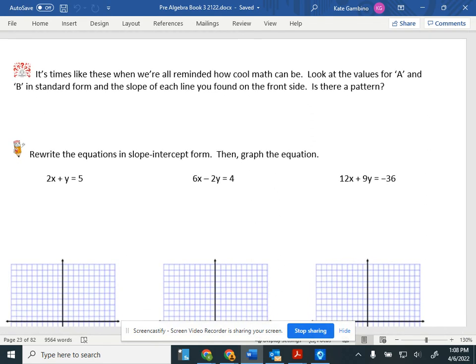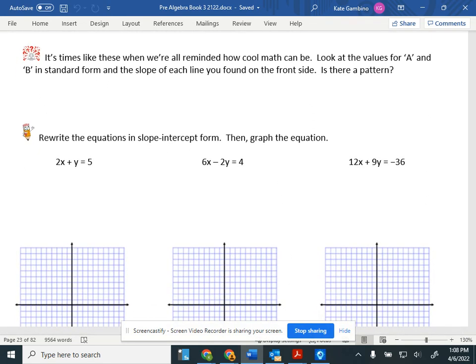It's times like these when we're all reminded how cool math can be. This was fun. Oh, it is fun. This is my favorite kind of math.